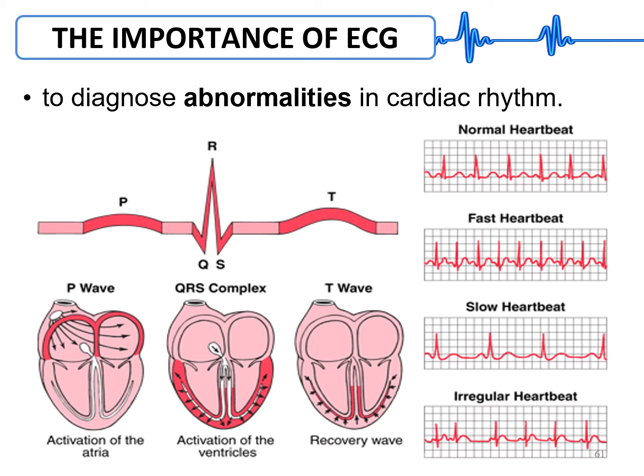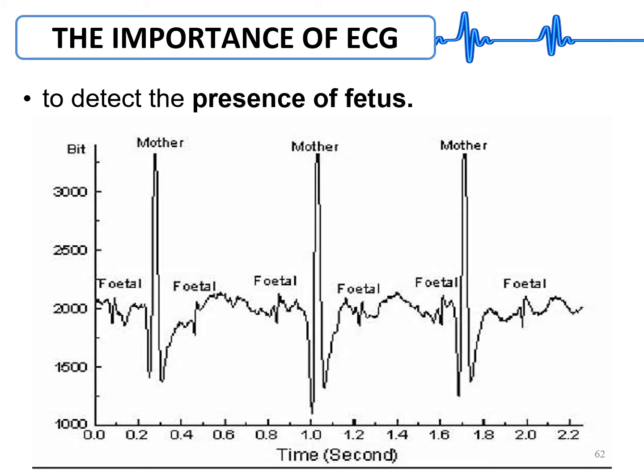ECG also can be used to diagnose abnormalities in cardiac rhythm. A normal heartbeat shows a normal frequency. This is a higher frequency, and this is a slow heartbeat, with lower frequency.